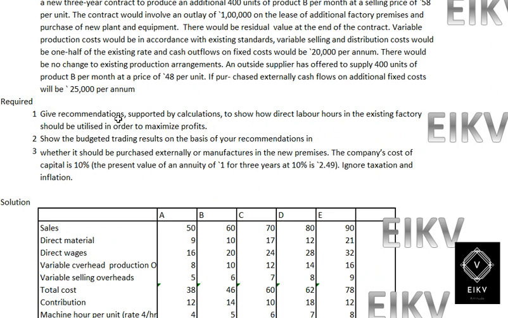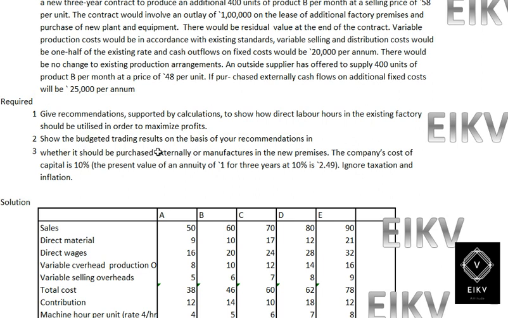Required. Requirement number 1, give recommendation supported by calculation to show how direct labor hours in the existing factory should be utilized in order to maximize profit. Show the budgeted trading result on the basis of your recommendation.